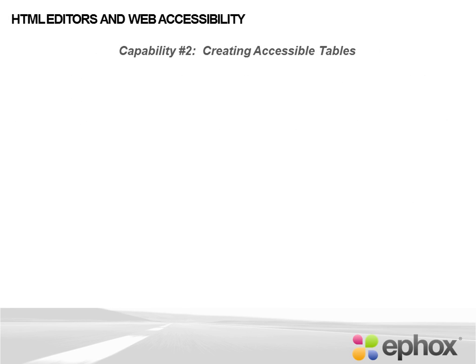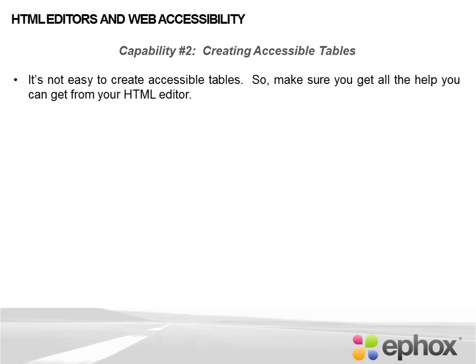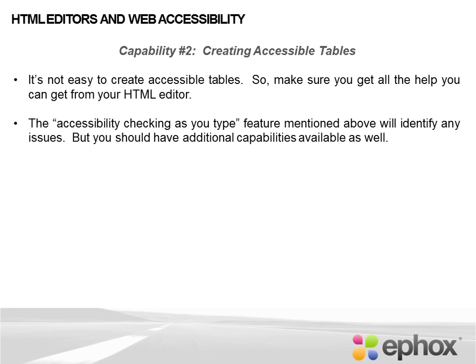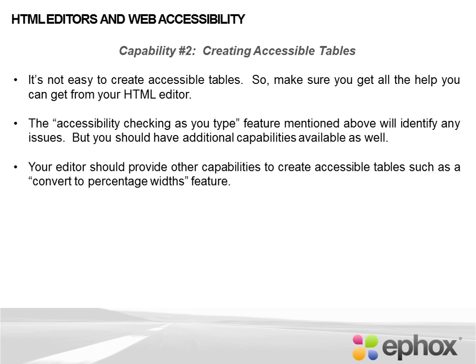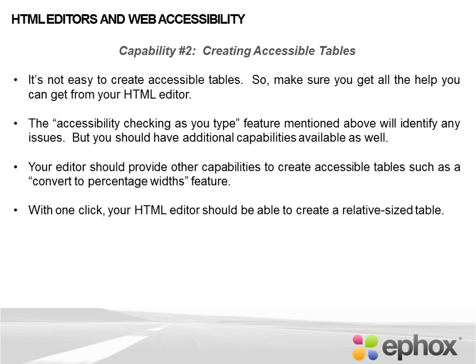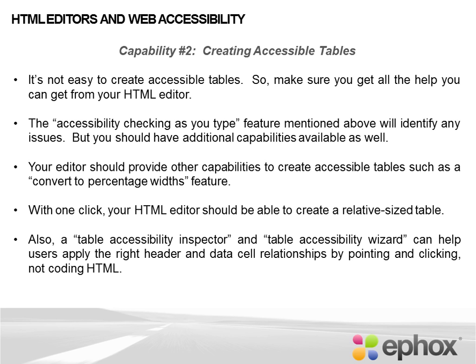Capability number 2: creating accessible tables. It's not easy to create accessible tables, so make sure you get all the help you can get from your HTML editor. The accessibility checking as you type feature mentioned above will identify any issues, but you should have additional capabilities available as well. Your editor should provide other capabilities to create accessible tables, such as a convert to percentage widths feature. With one click, your HTML editor should be able to create a relative size table. Also, a table accessibility inspector and table accessibility wizard can help users apply the right header and data cell relationships by pointing and clicking, not coding HTML.